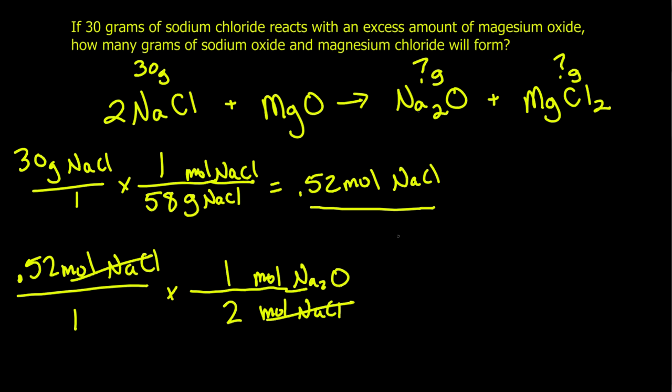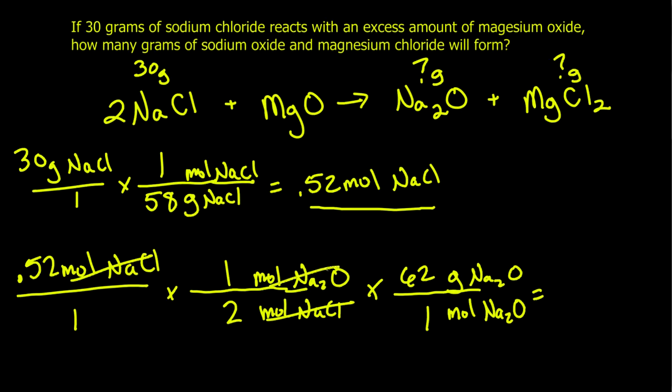I need grams. So I got to do one more string, one more proportion, one more setup. Moles of Na2O are on top. I put that on bottom now. Now I'm going to change it to grams of sodium oxide. So 1 mole of sodium oxide has how many grams? Well, sodium is 23. There's 2 of them. Oxygen 16. So that should be 62 grams. So moles of sodium oxide cancel, leaves me with grams. That's exactly what I'm looking for.